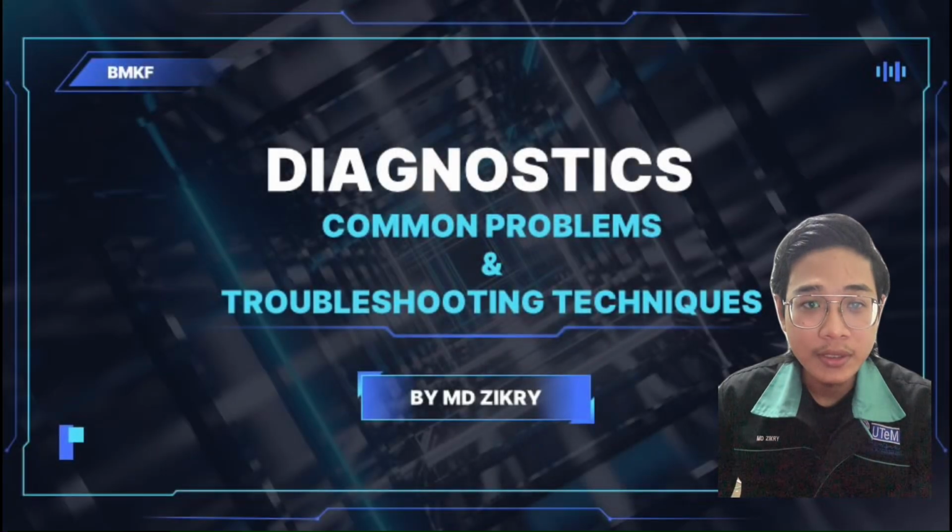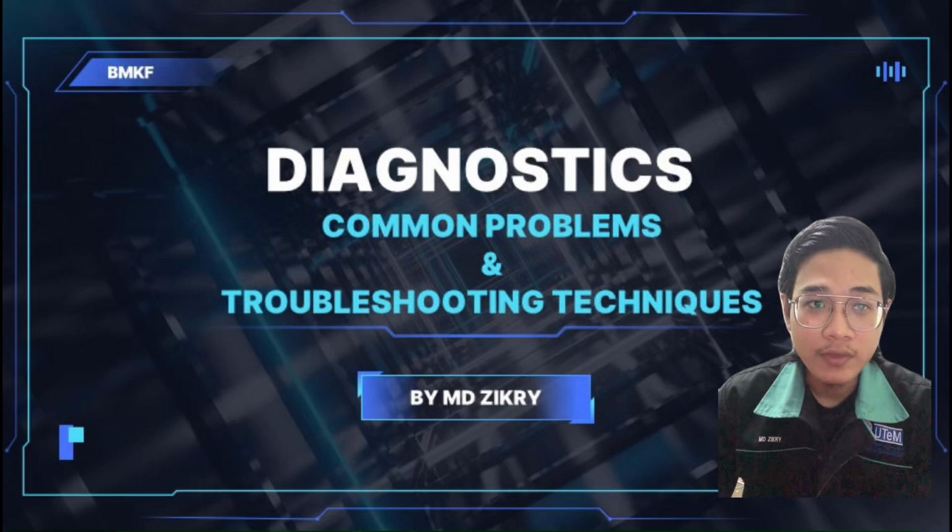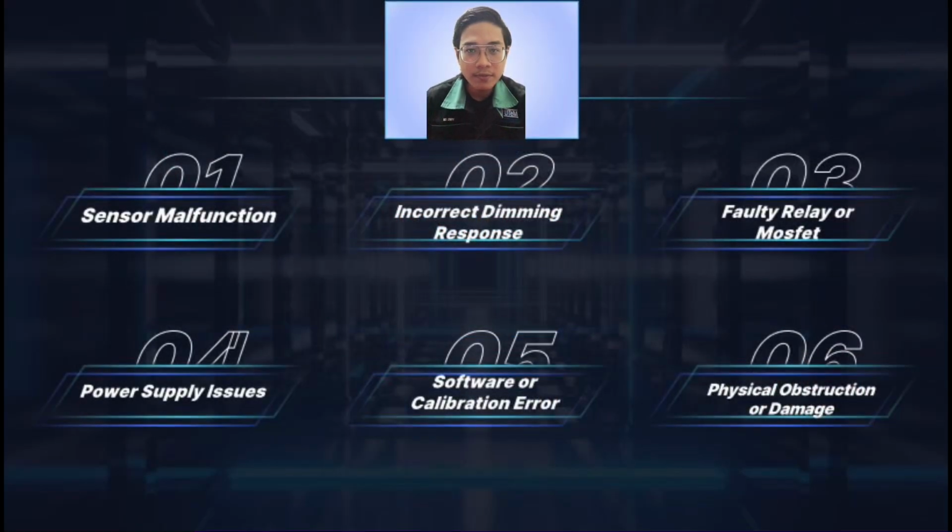Hello, my name is Muhammad Zikri, and now I want to discuss some of the common problems and troubleshooting techniques. These are common problems and I will discuss how to fix them. First, sensor malfunction. The issue is the sensor fails to detect light due to dirt, damage, or electrical fault. How to fix: clean the sensor lens, check the circuit using a multimeter, use a diagnostic tool, or recalibrate if needed.